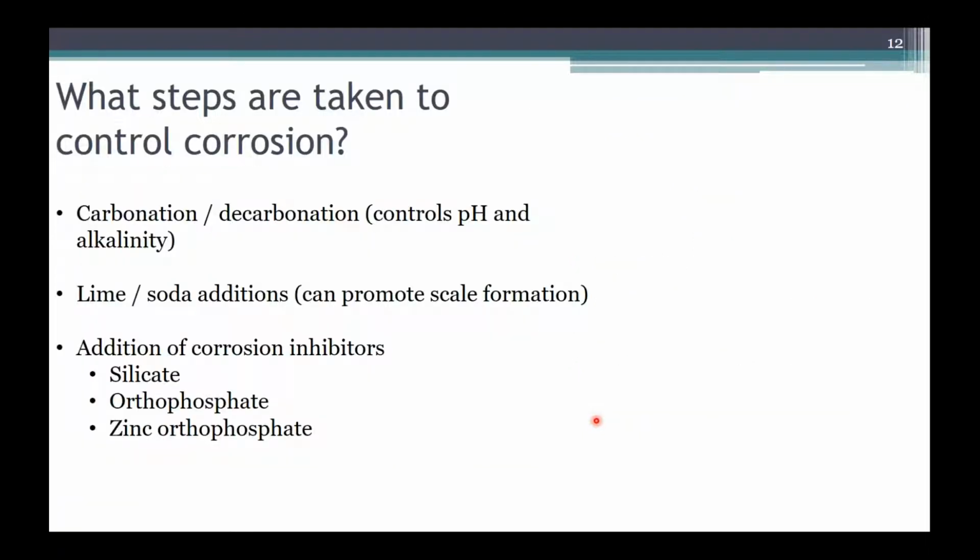And so if we think about the steps that are taken to actually control corrosion, it's to minimize all of the factors that can cause corrosion within the distribution system. And so this includes, and again, I'm sure everyone here is well aware of this, controls such as carbonation and decarbonation. Soda and lime additions can promote scale formation. And more recently, there's been an uptick in the use of corrosion inhibitors, things like silicate, orthophosphate, and zinc orthophosphate.